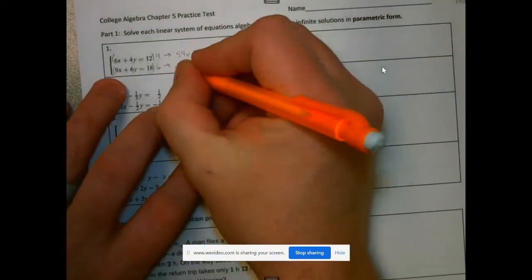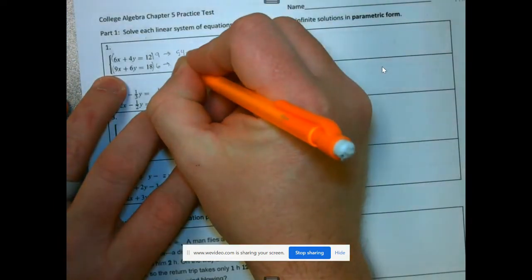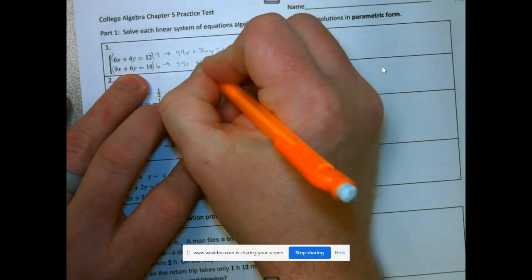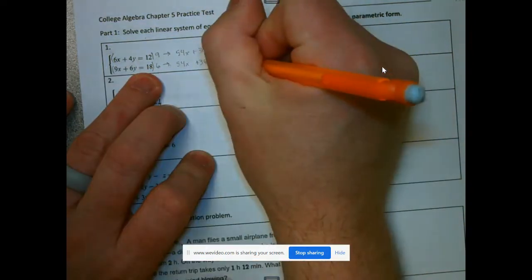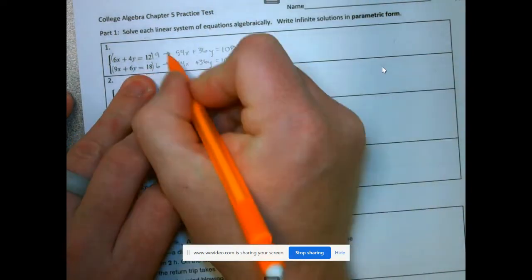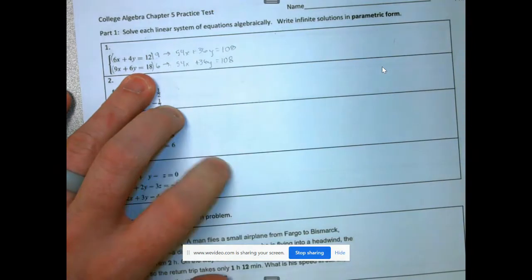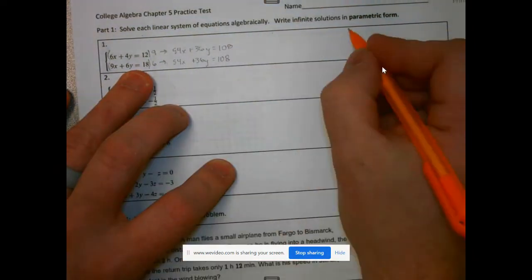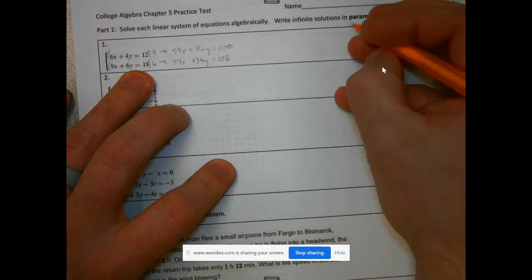And then this one by 6, 9 times 6 is also 54, and 6 times 6 is 36y, and then 18 times 6 is also 108. So we see these are the exact same equations, which means I would have infinite solutions, but we notice up here I have to put it in parametric form.